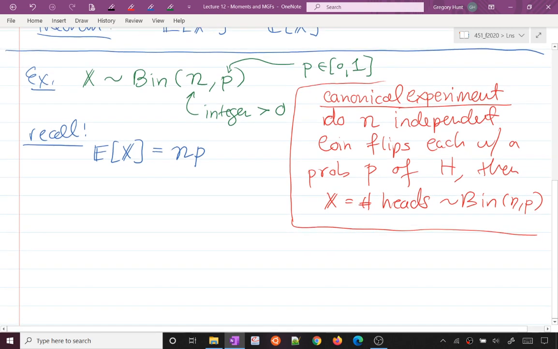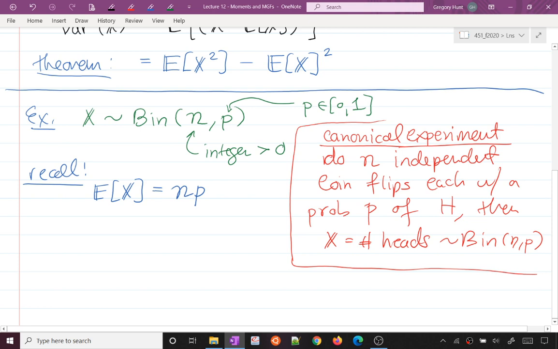What we can ask is what the variance of a binomial random variable is. And the way we're going to do it, since we already know the expected value, is to look at the expected value of the square of a binomial. If we can calculate that, then we have all the components. We can use our shortcut theorem up here and calculate the variance.